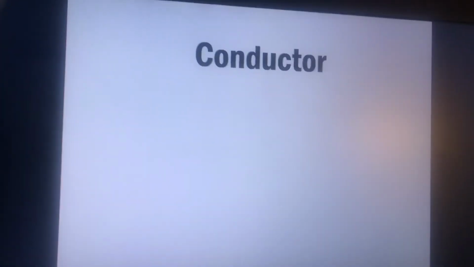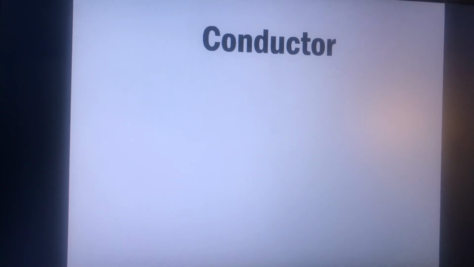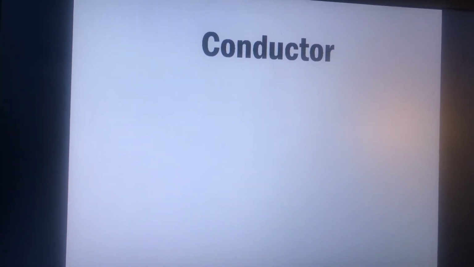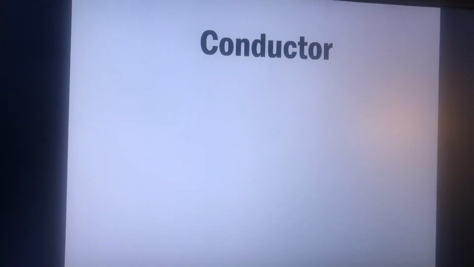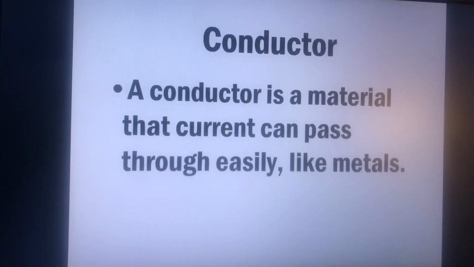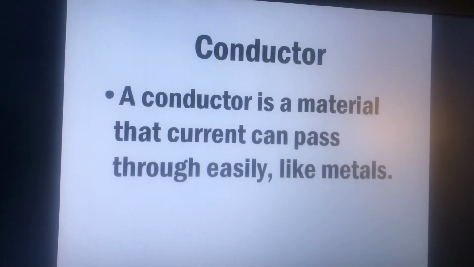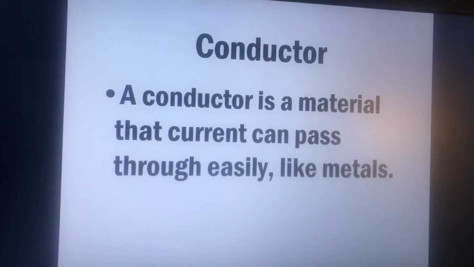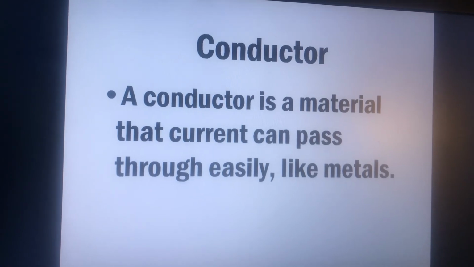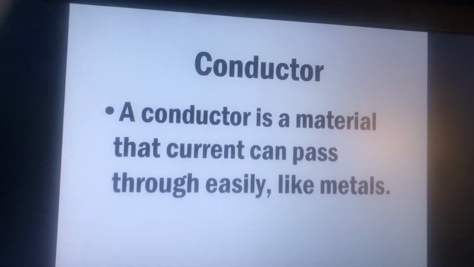A conductor. What is a conductor? Does he organize an orchestra? No. In this particular case, a conductor is a material that current can pass through easily, like metals: copper, aluminum, gold, silver. All those metals conduct electrical current really well. They're called conductors.